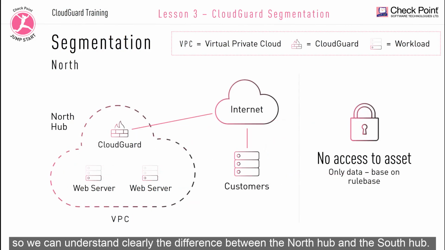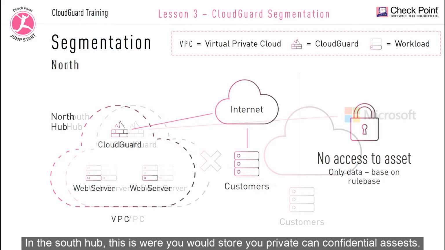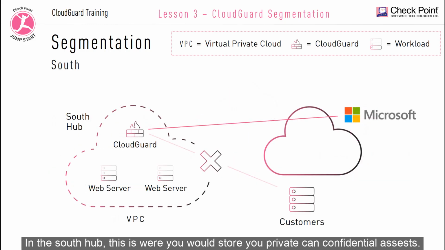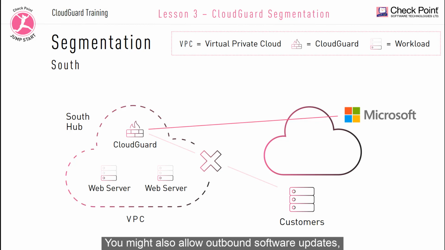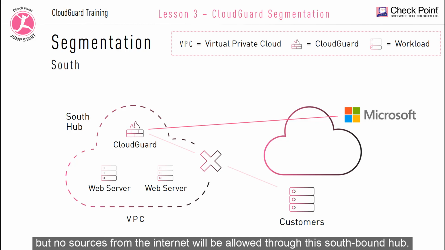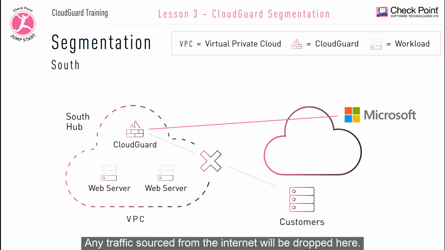Again, let me repeat, so we can understand clearly the difference between the North Hub and the South Hub. In the North Hub, we have public-facing assets that we want to be available to the general public. In the South Hub, this is where you would store your private and confidential assets. No public-facing or customer traffic is allowed through the South Hub. Only private traffic to and from your organization is allowed. You might also allow outbound software updates, but no source traffic from the internet would be allowed through this southbound hub. So here, you would place a southbound facing CloudGuard firewall and only allow traffic sourced from your locations. Any traffic sourced from the internet would be dropped here.